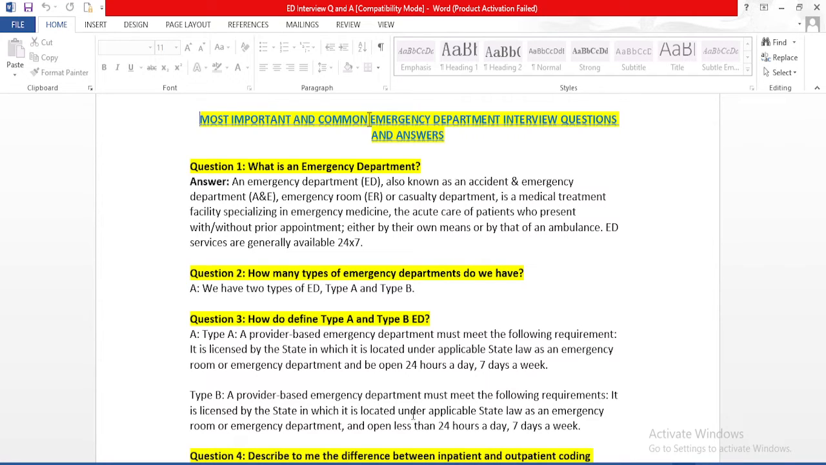So basically, in order to understand, the emergency department does not need any appointment. You can go directly by walk-in and you can be admitted. Based on your condition, the emergency department physician will treat you. And these emergency departments are available 24/7, so you can go anytime in a day.